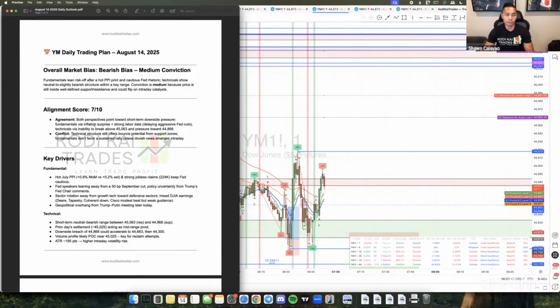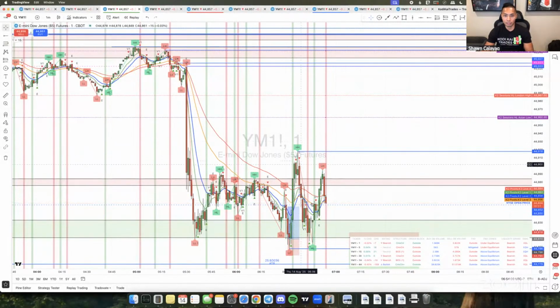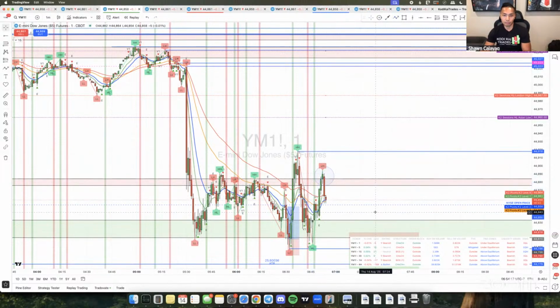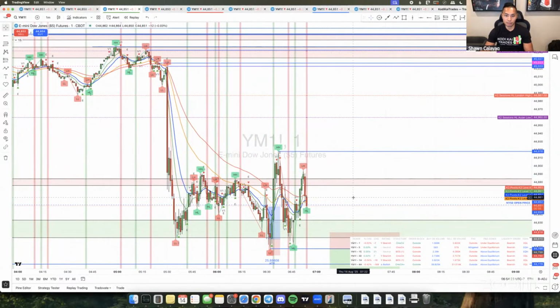Fundamentals: the inflation surprise, plus strong labor data, is delaying aggressive Fed cuts. A lot of people are talking about how the Fed may cut interest rates in September, right? That could be the case. Might not happen today or this month, but it might happen next month. Technicals: the inability to break above 45.63, with pressure towards 44,863, is key here because you can see how price is trying to push above this area, but it just fails, right? It fails to do so. Right here again, it did exactly what I mentioned. It failed to break past it and it pulled right back into the range. That's why I said be careful with buys here. I'd look for sells here versus buys because the bias here is pointing towards sells.